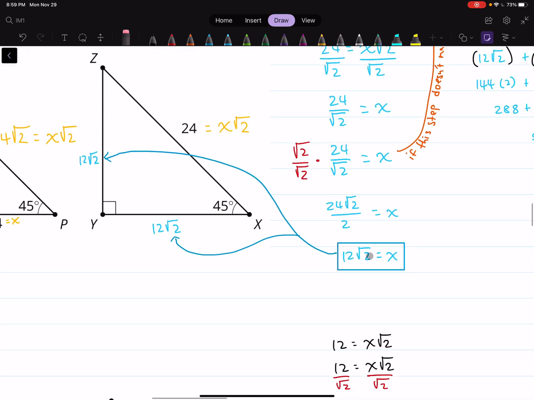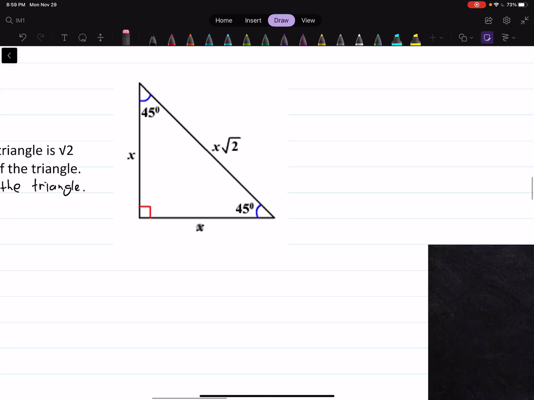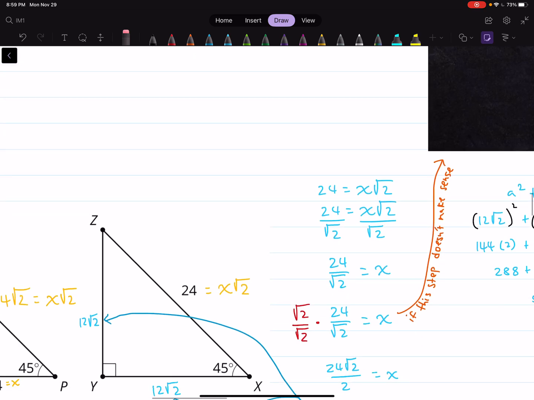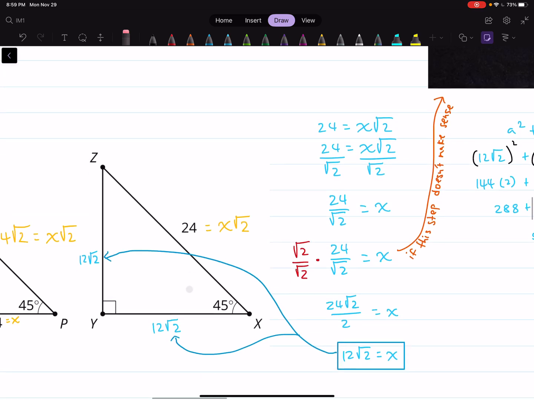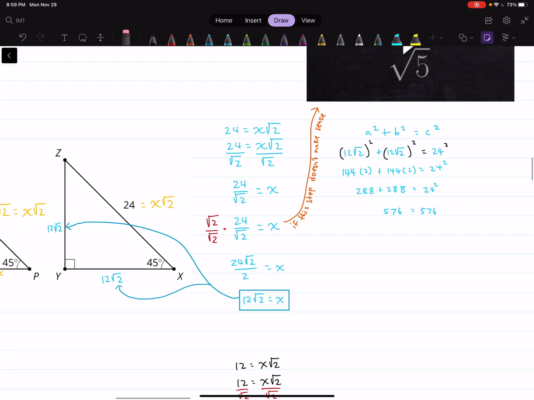Yeah, 12 square root of 2. So it'll be 12 square root of 2, and this right here was 24. So let's actually plug it in and test it with the Pythagorean theorem right here. You see the 12 square root of 2 and 12 square root of 2. Those are the two legs.